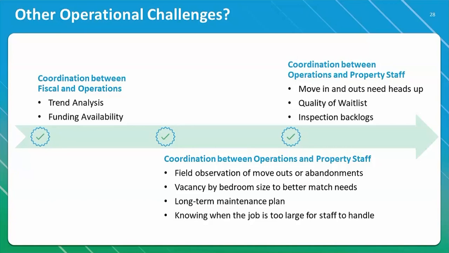Of course, coordination with operations and property staff. If you're a smaller housing authority, you say, hey, I am that person. Yes, you are. You're the jack of all trades. You have to do operations and manage the property at the same time. If you're a larger organization, you most likely have a back office that does some of these functions, where you can coordinate move-ins and move-outs, your wait list and inspection backlogs, and coordinate together, as well as finding observations on move-outs or abandonments. Have your maintenance people, have the tenant, your tenant neighbor. You'd be surprised, having community meetings and say, hey, if you see something, report it, let me know.